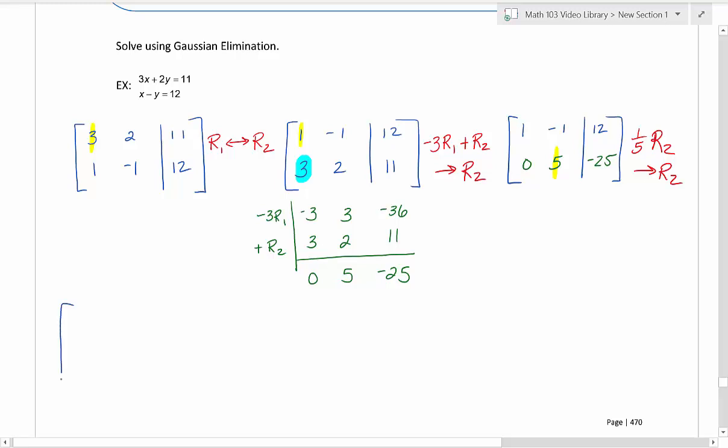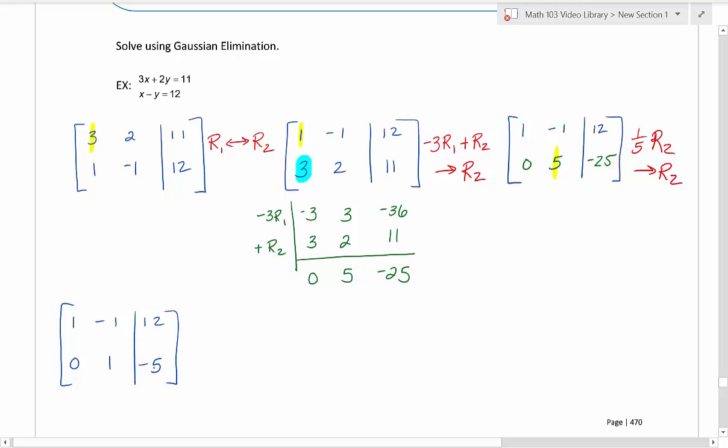I'm going to write my first row down since it's not changing. And now I'll think about row 2. 1/5 times 0 is 0. 1/5 times 5 is 1. And 1/5 times -25 is -5.